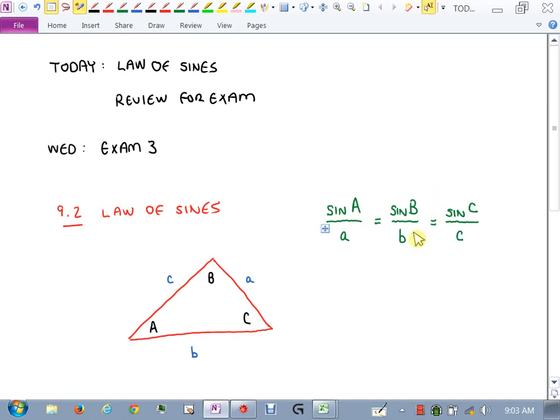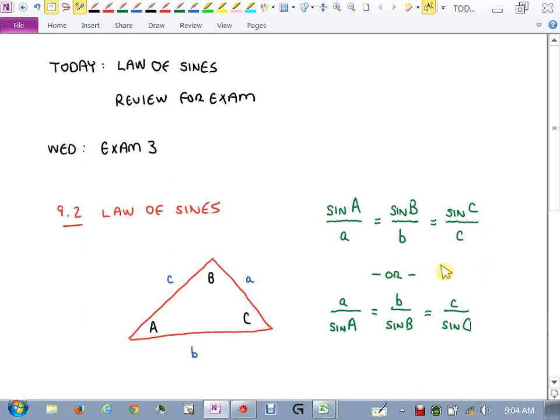So this is saying that the ratio of sine of the angle over the corresponding side should be the same for all the angles and their corresponding sides. Now, I'll show you where that formula comes from in a second, but I also want to point out that we can also write this a different way. We can write it a divided by sine A must be equal to b divided by sine B must be equal to c divided by sine C.